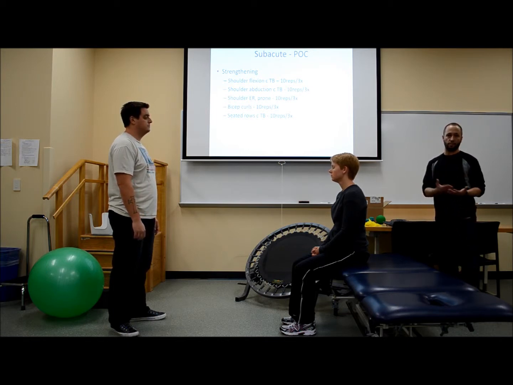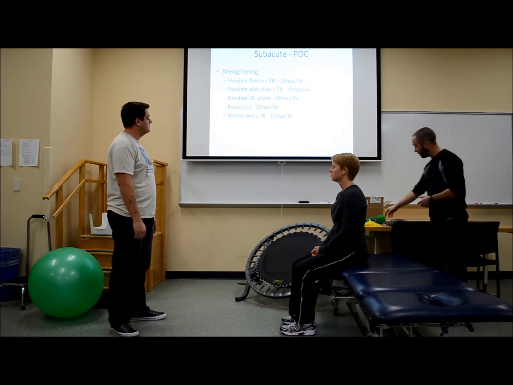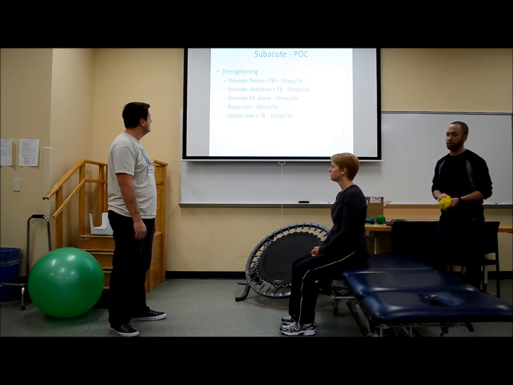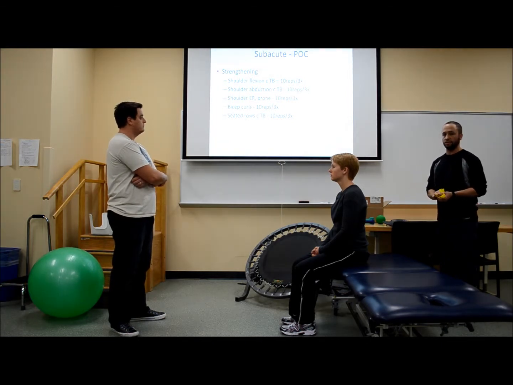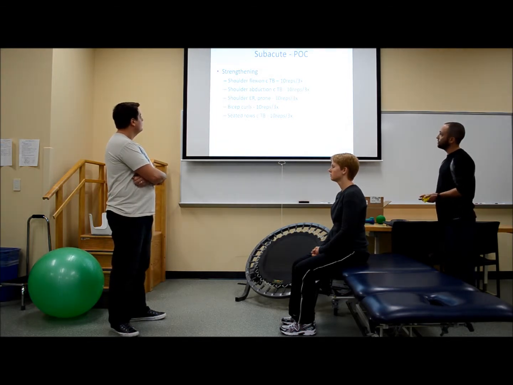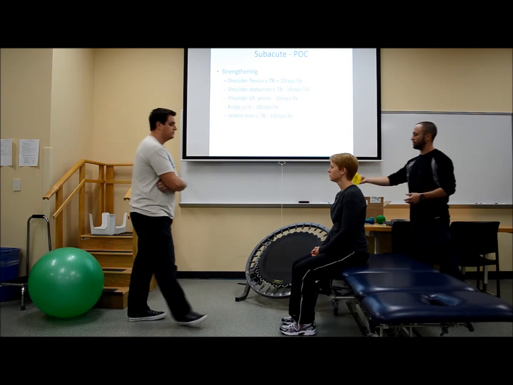So we're moving from an isometric to now a more dynamic strengthening exercises. So to begin with, we're just going to work on the shoulder flexion. We have a yellow TheraBand here that Jeremy will instruct the patient on using. This is a latex-free band because of the patient's allergy. Next we'll move into some shoulder abduction and external rotation, followed with bicep curls, and then also some seated row for scapular strength. So again, here Jeremy will instruct the patient on these 5 exercises.